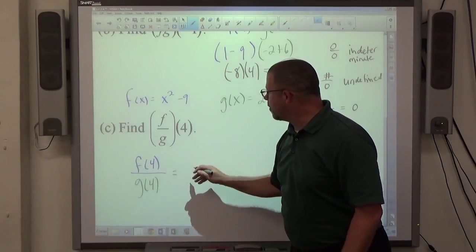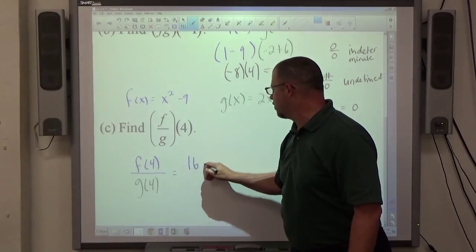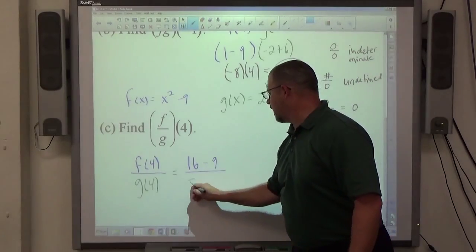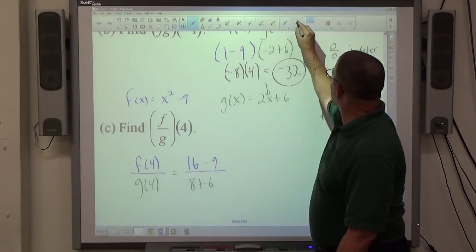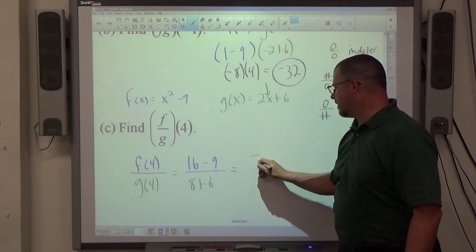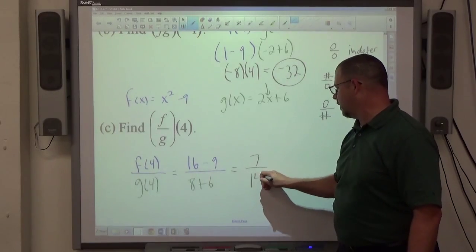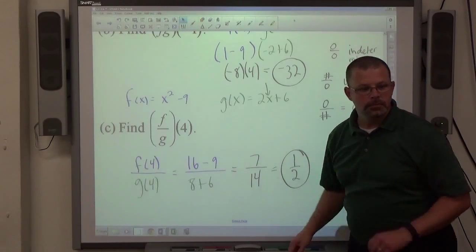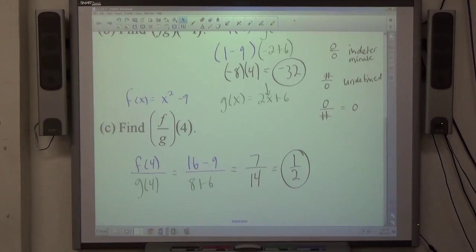So f of 4 means I'm going to take 4 squared, which is 16, and subtract 9. G of 4 means I'm going to multiply 4 times 2, which is 8, and add 6. I'll work that out. 16 minus 9 on top is 7. 8 plus 6 is 14. And that reduces to a half. So, if you're evaluating, that's how you evaluate.